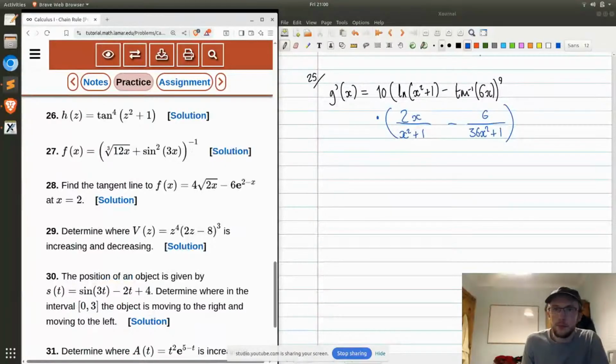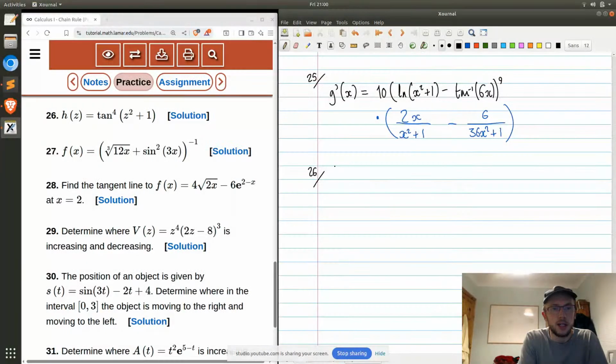26. h of z is tan to the 4 of (z squared plus 1). Okay, so the outside function is raising this to the 4. Wait, this is a chain of a chain. A chain of a chain. Okay, so I didn't think he would do this, but all right. So this is f of g of h of x, and he's asking for the derivative of this.